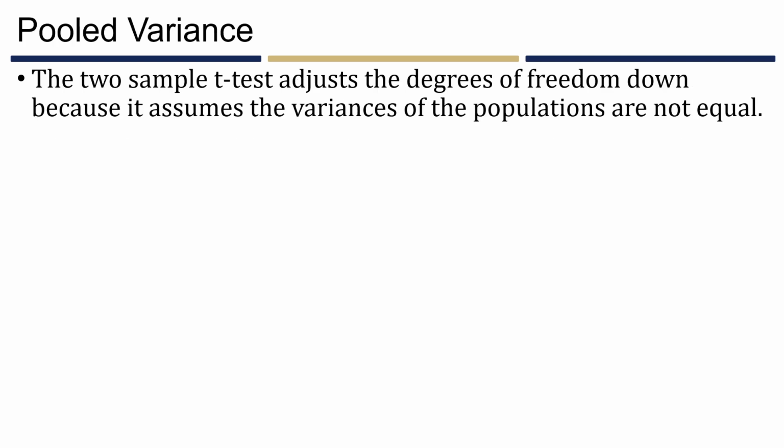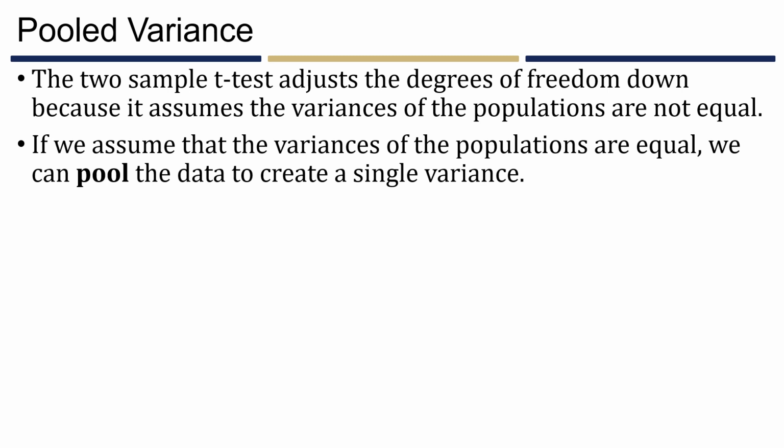The two-sample t-test actually adjusts the degrees of freedom down because it makes this assumption that the variances of your populations are not equal to one another. That may not always be a reasonable assumption, though. We may have some information about the populations that give us the indication that the variances of these populations are actually equal to one another.